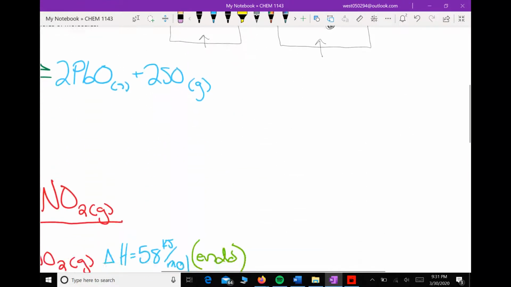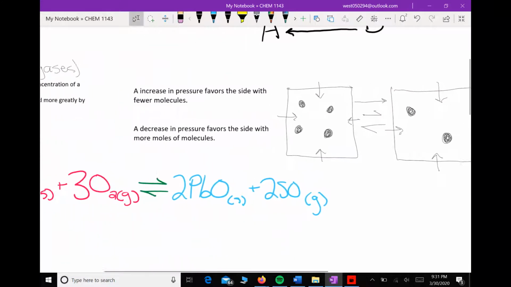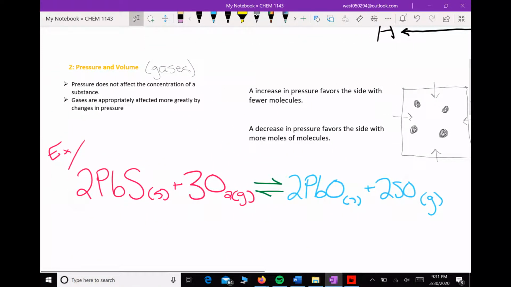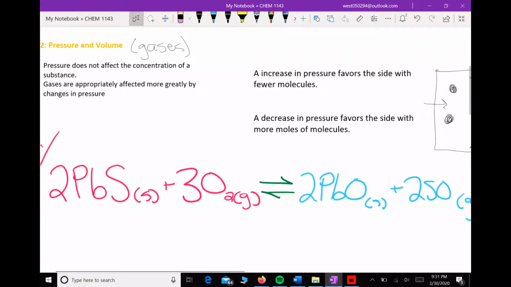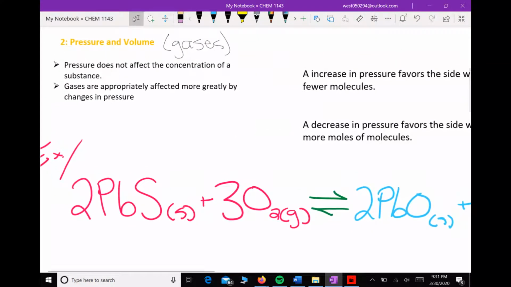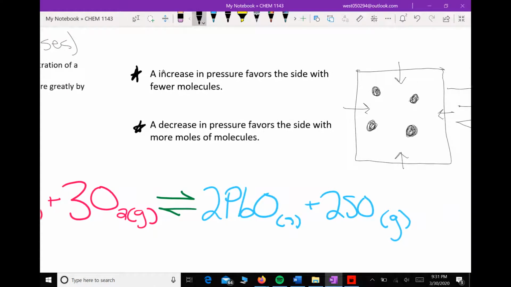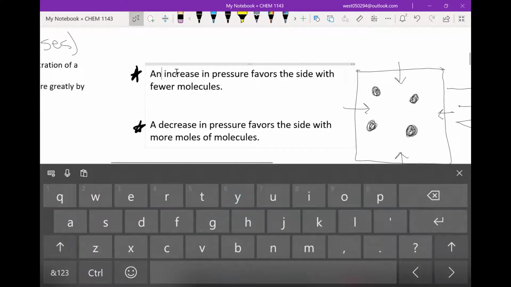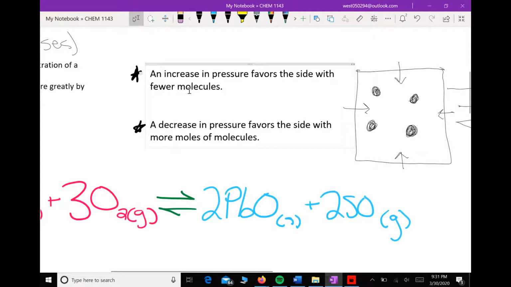Now let's move on to a change in pressure and volume. Pressure does not affect the concentration of a substance. Gases are affected much more greatly by changes in pressure. LeChatelier's principle states that an increase in pressure favors a side with fewer molecules, and a decrease in pressure favors a side with more molecules.